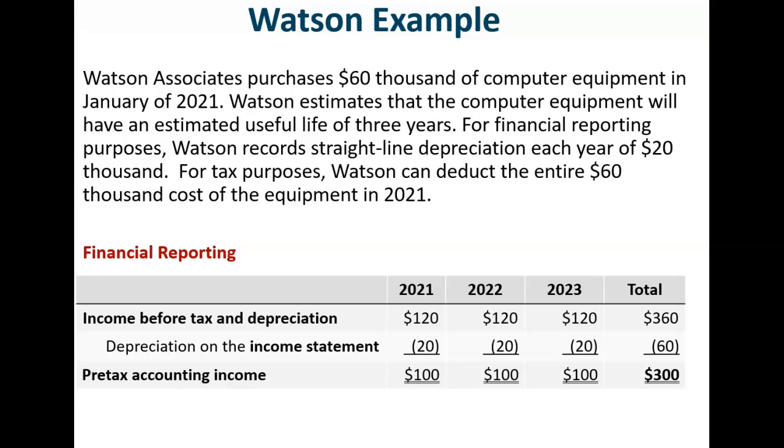Watson Associate purchases $60,000 of computer equipment in January 2021. Watson estimates that the computer equipment will have an estimated useful life of 3 years. For financial reporting purposes, Watson records straight-line depreciation each year of $20,000. For tax purposes, Watson can deduct the entire $60,000 cost in the year the equipment was purchased in 2021.